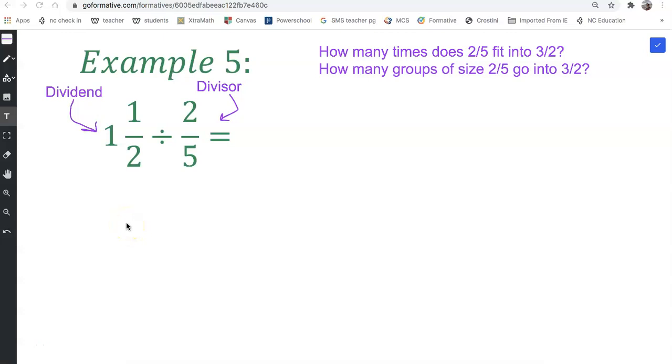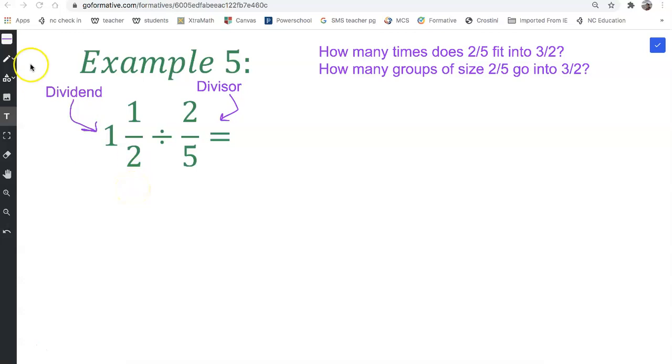We are continuing our work modeling fraction division. This is example 5, 1 1/2. This dividend is being divided by the divisor 2/5. Now, the first thing that I notice is that we have a mixed number. I would like for us to change mixed numbers to improper fractions.